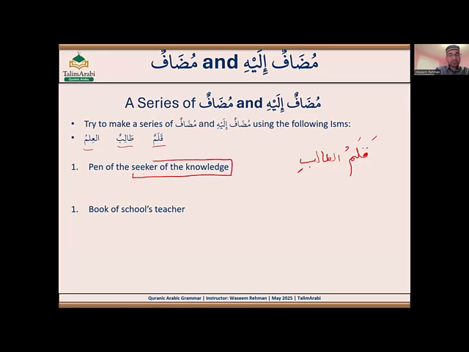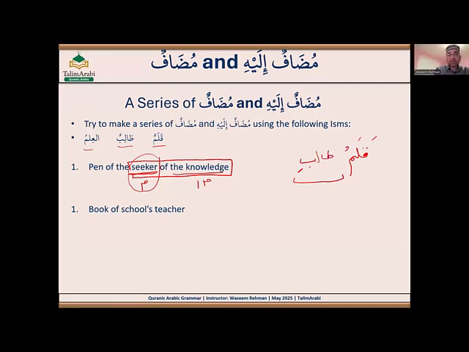Seeker of the knowledge. So we already have seeker, right? Seeker is before "of", which is mudaf, and after "of" is the knowledge, which is mudafun ilayhi. Right? But make sure that for mudaf, there are two rules. One rule, mudaf should be light, and second rule, it should not have an al. Right now, we put al there. That means to make this seeker mudaf, we need to drop al. Otherwise, it cannot be mudaf. Mudaf cannot have an al.